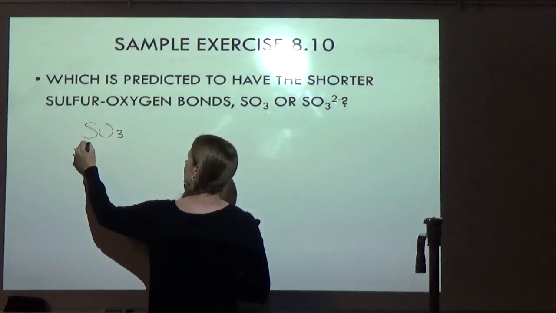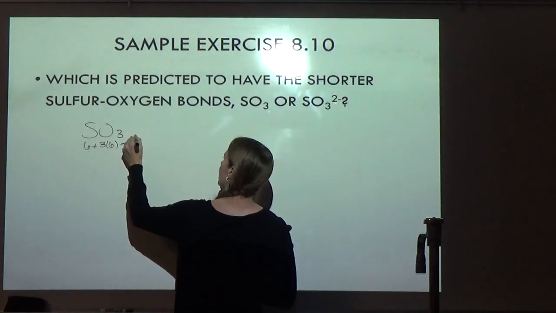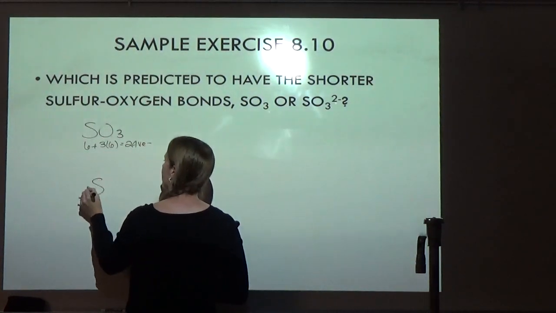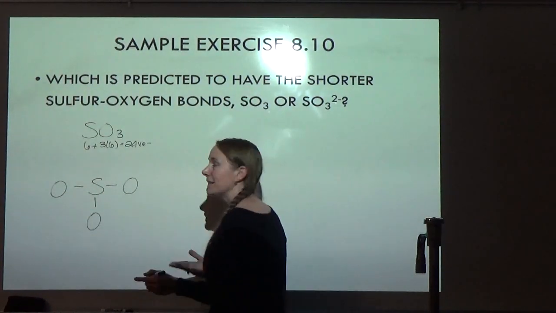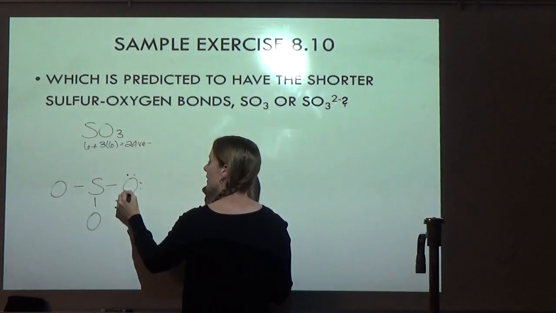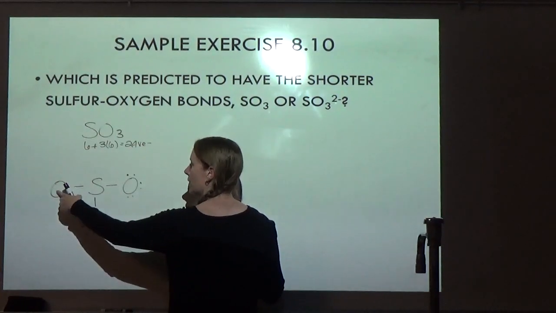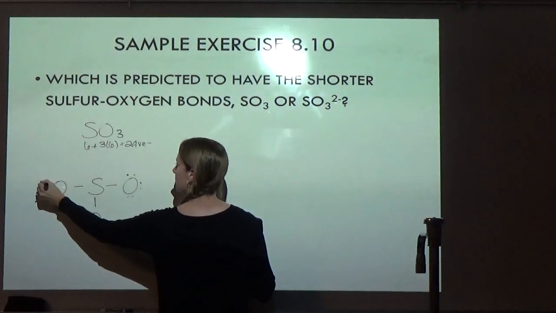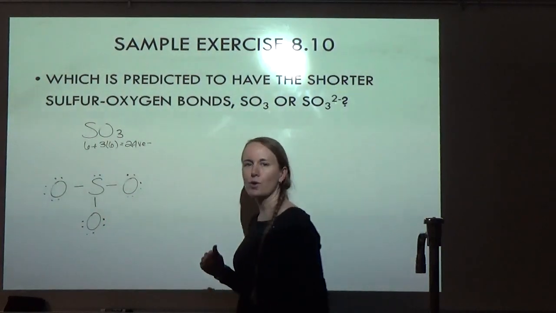S has 6 valence electrons, O has 6 times 3, for a total of 24 valence electrons. When I draw it, I'm going to put S in the middle because it's the single atom. I need to give everybody an octet, so O has 2, so it needs 6 more. This O has 2, so it needs 6 more. And this O has 2, so it needs 6 more. And then sulfur has 2, 4, 6, so it needs 2 more, just like that.